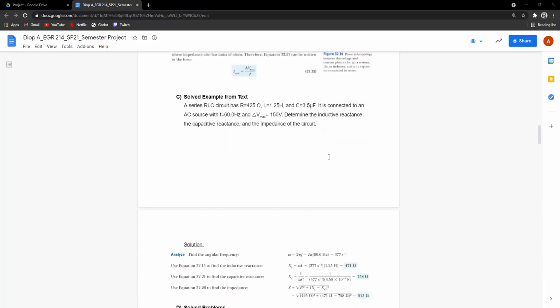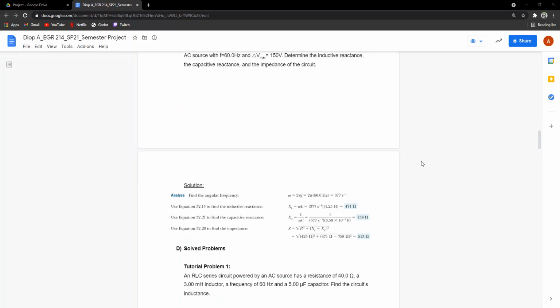So to help understand calculating impedance on its own first, we'll look at a solved example from the text. A series RLC circuit has a resistance of 425 ohms, an inductance of 1.25 henries, and a capacitance of 3.5 microfarads. It is connected to an AC source with a frequency of 60 hertz and a change in Vmax of 150 volts. What we're asked to do is determine the inductive reactance, the capacitive reactance, and the impedance. So we're looking for our XL, XC, and our Z.